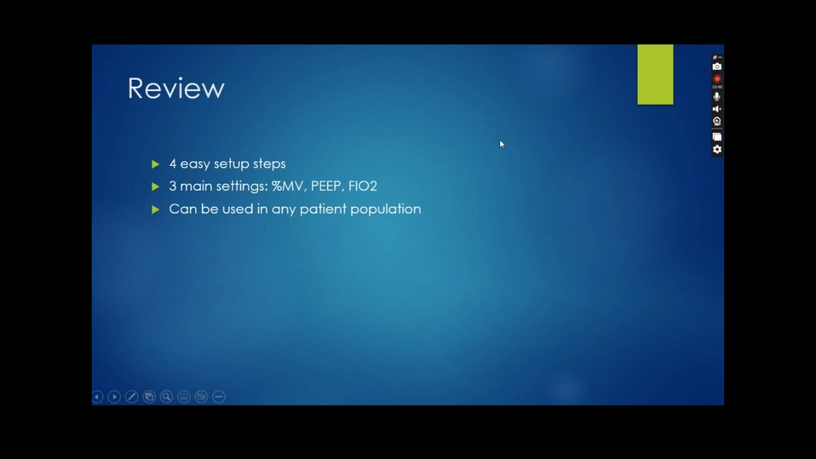Just a quick review before we go to these simulations. ASV has 4 easy setup steps: putting your patient's height and gender in, setting your percentage of minute volume, your PEEP, and your FiO2. It's very simplistic but also advanced at the same time.